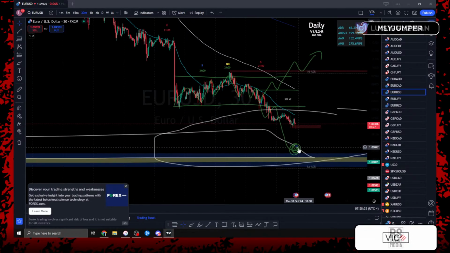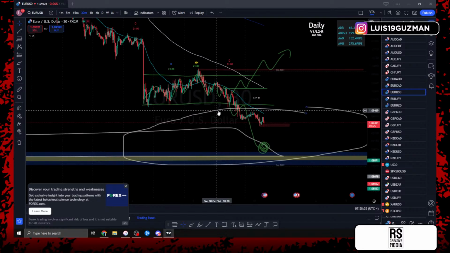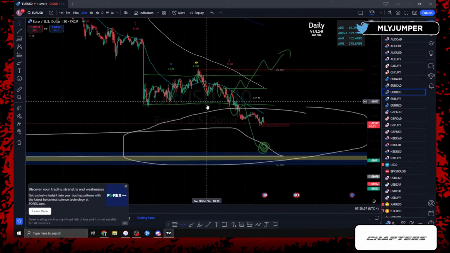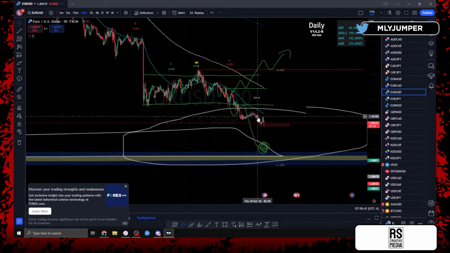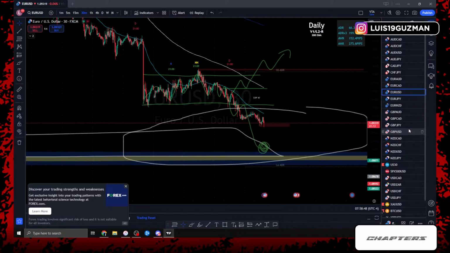So not only that, we also have the break of structure of the zone of consolidation that we've been in since Friday going into Monday for this week, right? We finally have that break, so we could be expecting price to continue that downtrend.